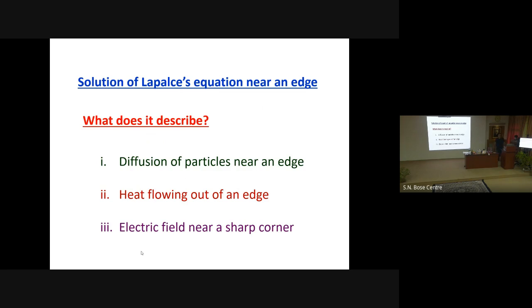Solution to the Laplace equation near an edge. The lightning conductor has these sharp edges, and the electric field is maximum out there. It attracts all the charges. Lightning just goes through, right? The same thing should happen in diffusion of particles near edges because the solution is the same. Heat should be the same. Let us see if that happens.